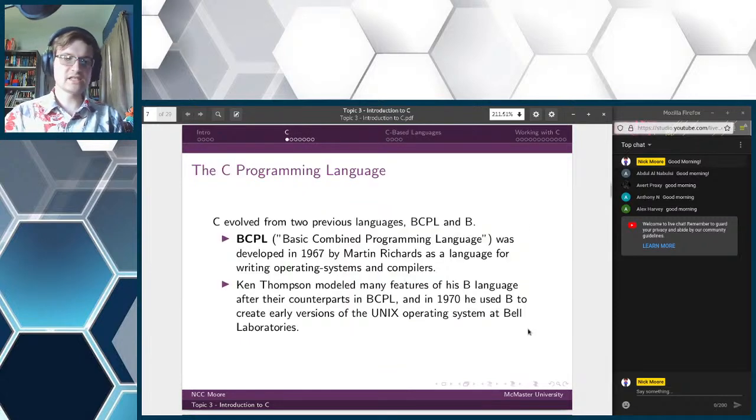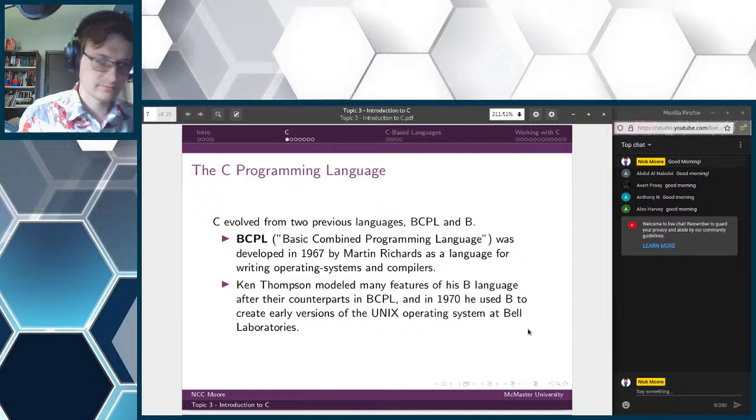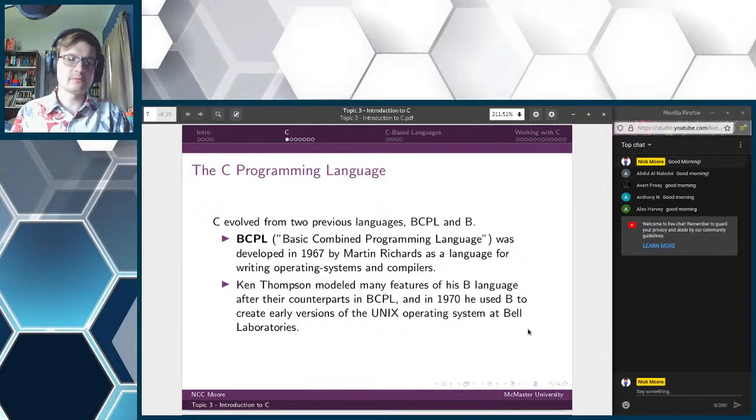So, let us speak about the C programming language. C evolved from two previous languages, BCPL and B. So C is the next one after B. BCPL, or Basic Combined Programming Language, was developed in 1967 by Martin Richards as a language for writing operating systems and compilers. Ken Thompson modeled many features of his B language after their counterparts in BCPL, and in 1970 he used B to create early versions of the Unix operating system at Bell Laboratories. The good old boys at Bell Laboratories.